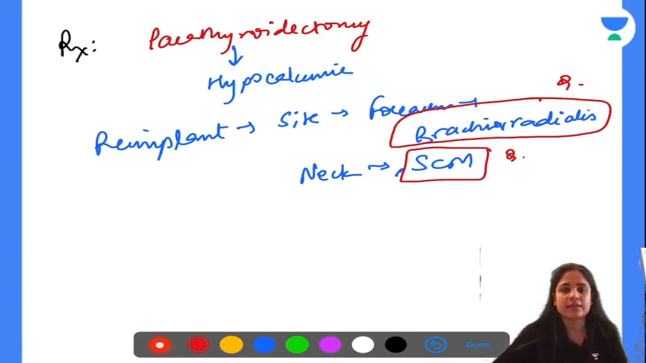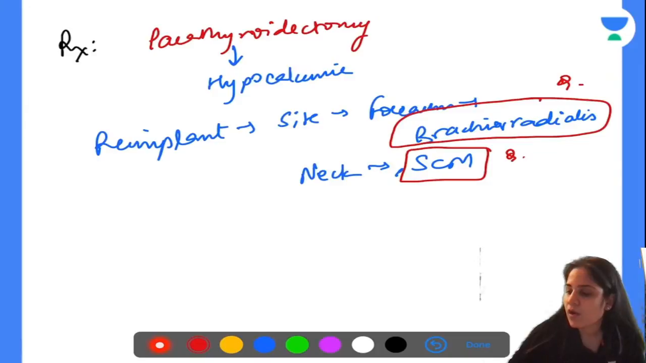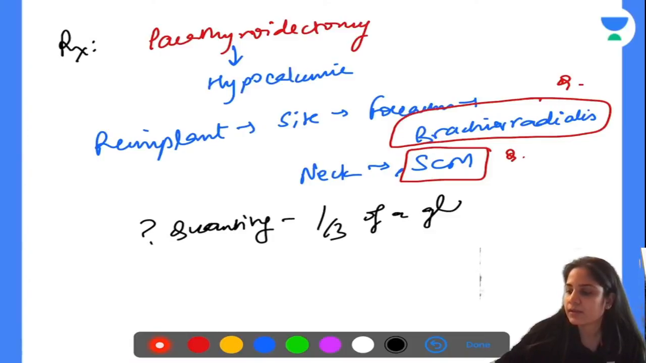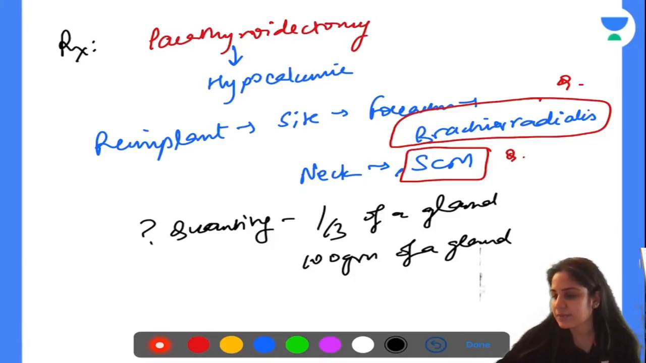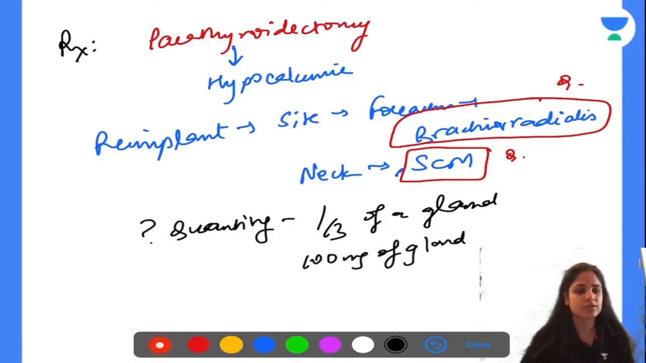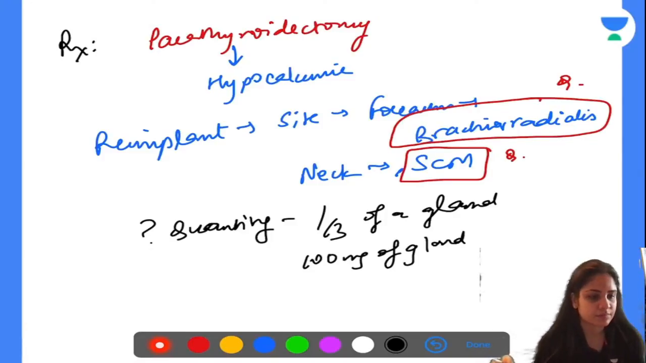Okay, and the next thing is how much will you re-implant? The quantity that you will re-implant. So 1/3 of a gland, or 100 mg of a gland. Okay, sorry, not 100 grams, 100 mg. Alright, so this is your re-implantation.